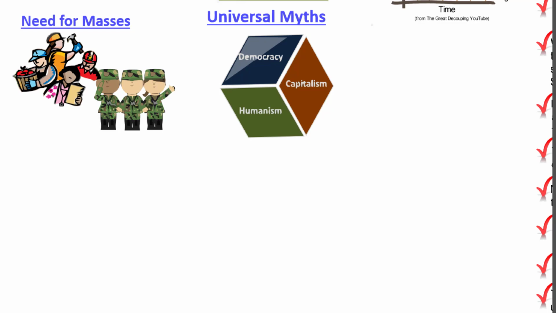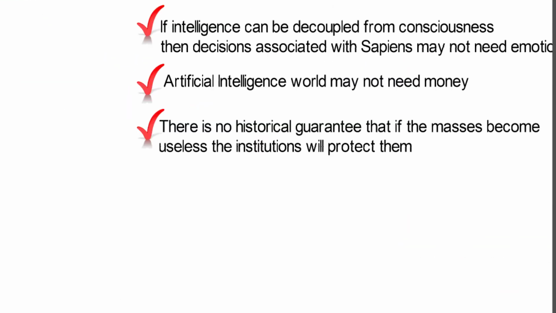The three major myths that are universal are empire, which in our case is democracy, and it's a way to manage mass cooperation. Money, which is capitalism, which is a way to manage specialization. And religion, which is humanism, which is a way to manage sapiens' phenomenological experiences. These are our current universal myths, and why is that important?